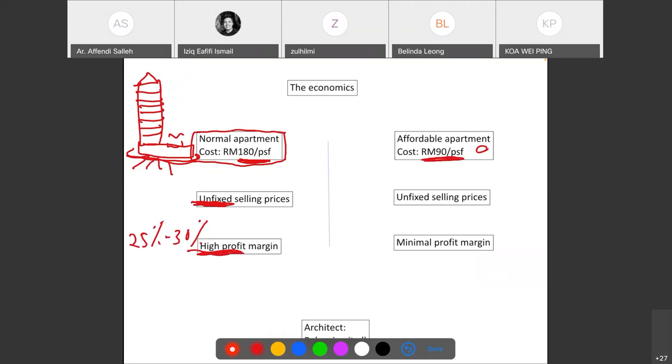But for affordable homes, the cost to build is always capped at 90 ringgit per square foot. 90, 92 ringgit, 93 ringgit, because this is a fixed selling price, right? So the developer can only make a very fixed GDV, gross development value, against a low GDC, gross development cost, this minus this, they get a minimum profit margin.